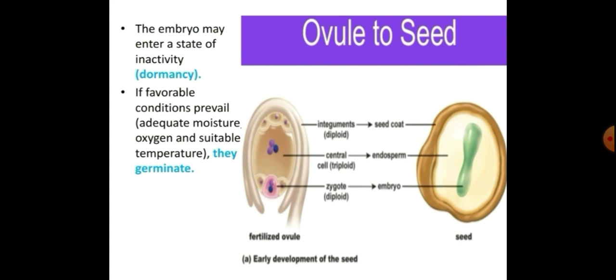So the integument will convert itself into a seed coat, then the central cell, that is the triploid condition, will convert itself into an endosperm, and finally the zygote will divide continuously to give you an embryo. So this is about today's class.